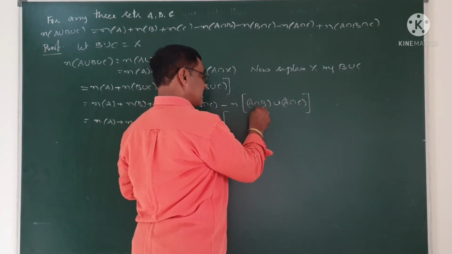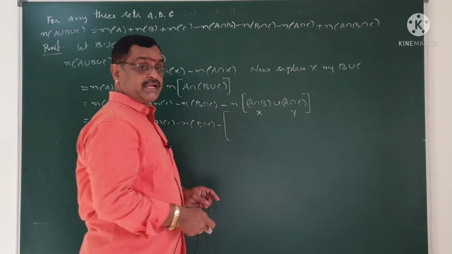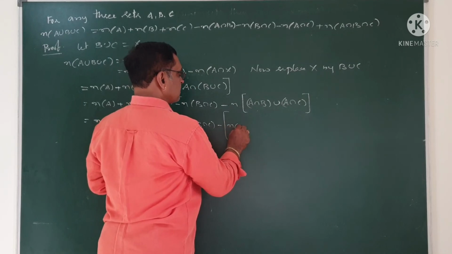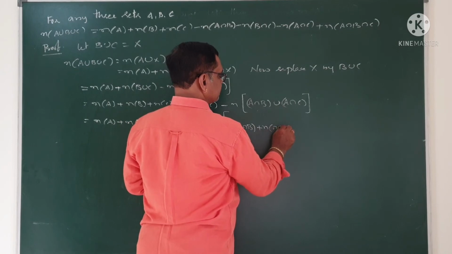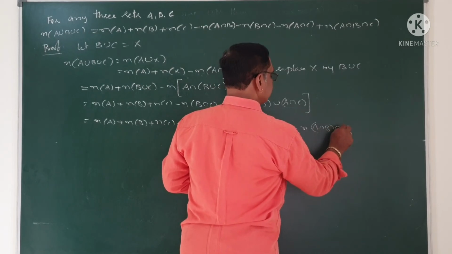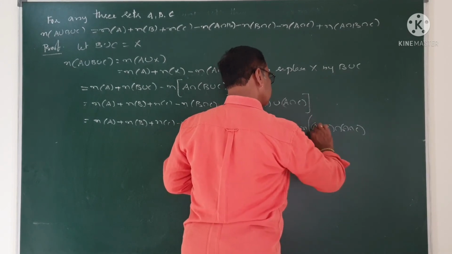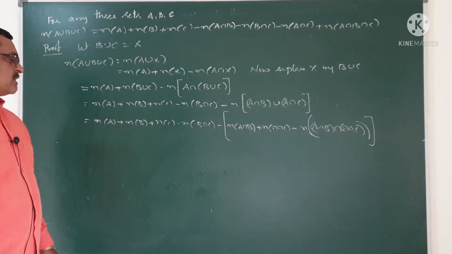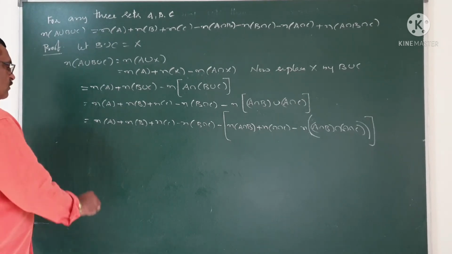A intersection B is one set, A intersection C is another set. So I can apply n of X union Y, again the two sets concept. How can I do it? n of A intersection B plus n of A intersection C minus n of A intersection B intersection A intersection C, which is n of A intersection B plus n of A intersection C minus n of A intersection B intersection C. Now open the bracket.